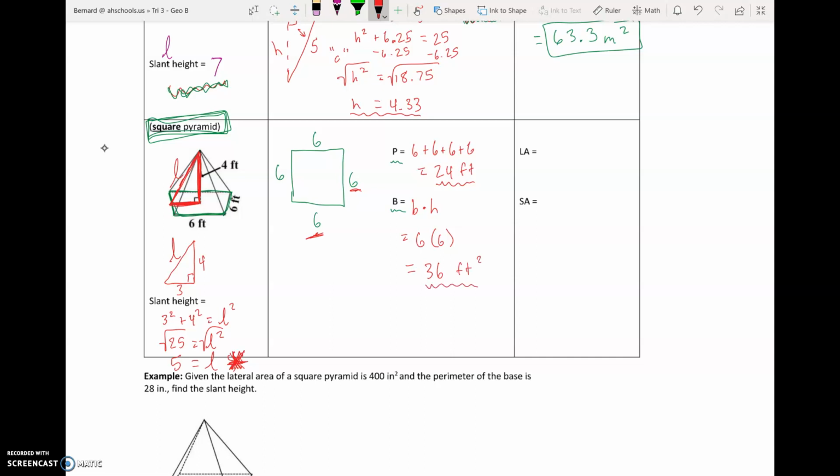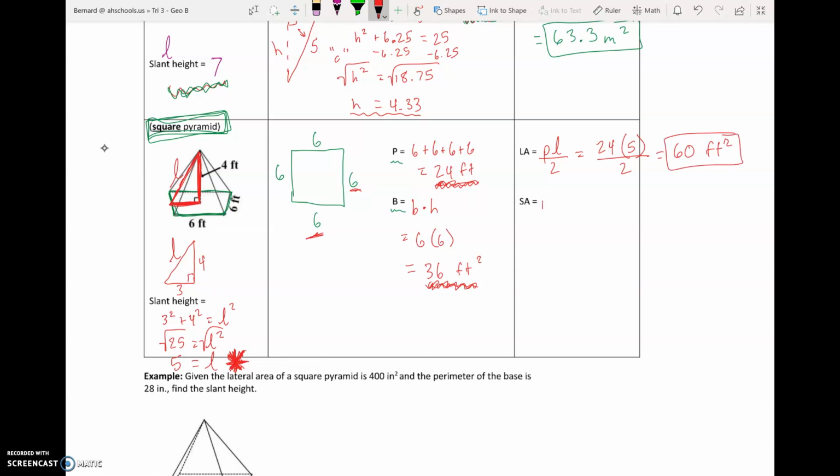All right, so we've got perimeter, which we'll use to find lateral area. We got big B, which we'll use to find surface area. And one more time, we're going to need this slant height to find all of it as well. So remember, lateral area, perimeter times slant divided by 2. So our perimeter is 24. Our slant is 5, divided by 2. 24 times 5 divided by 2 is going to give us 60 feet squared. 60 feet squared for the lateral area.